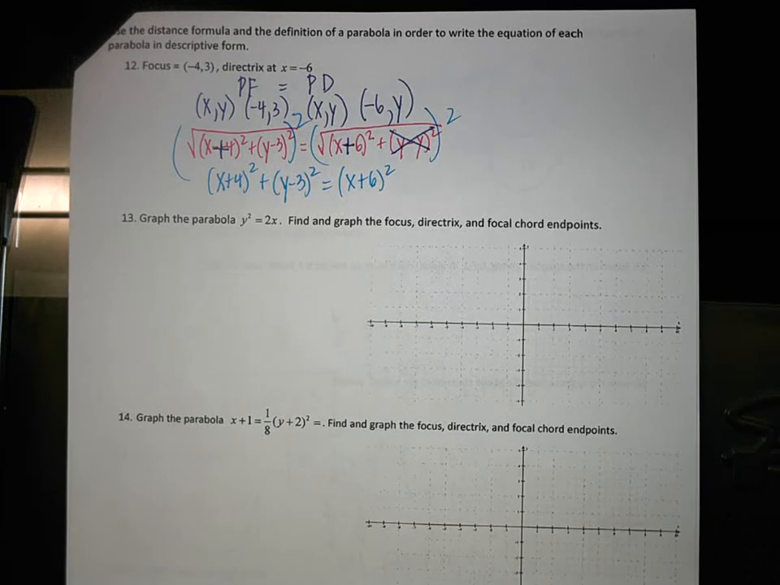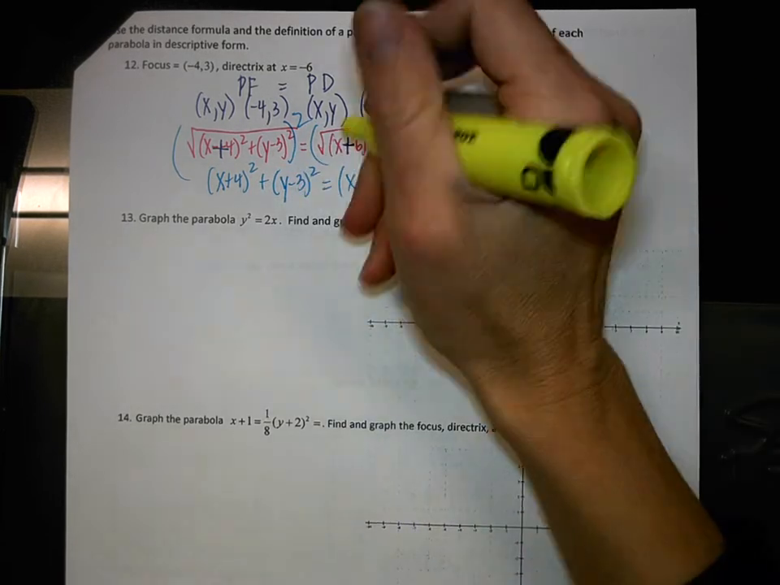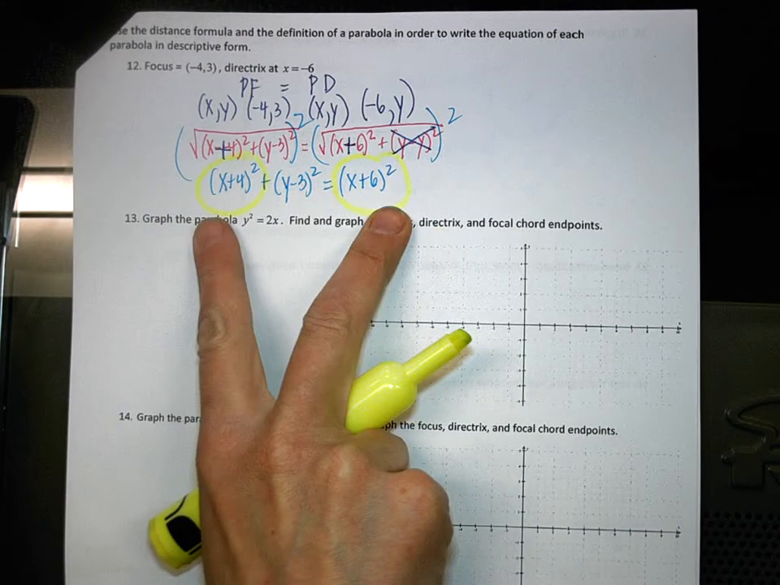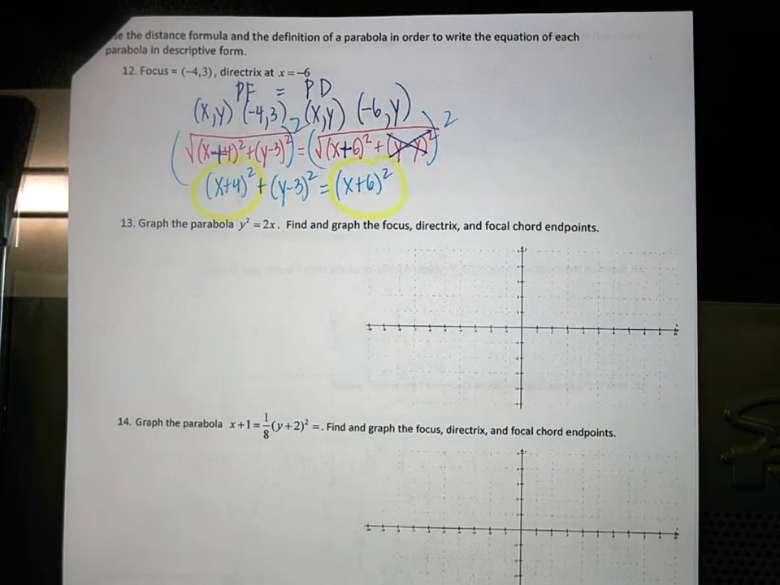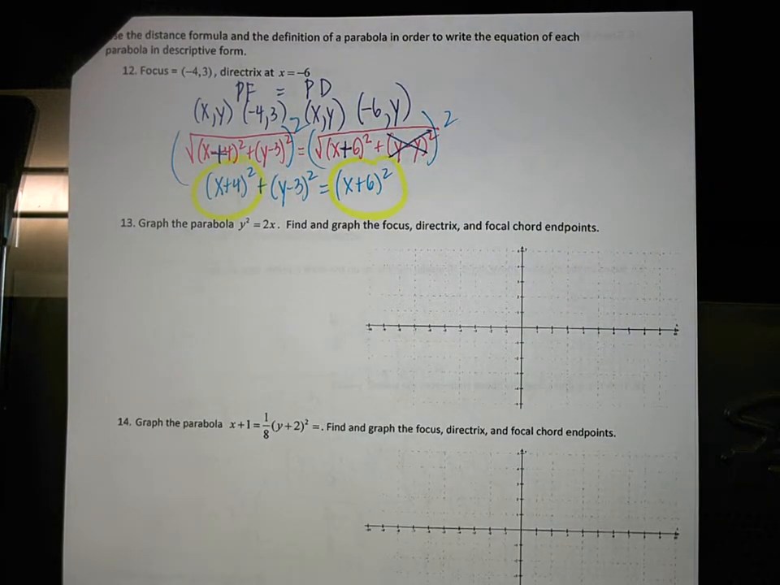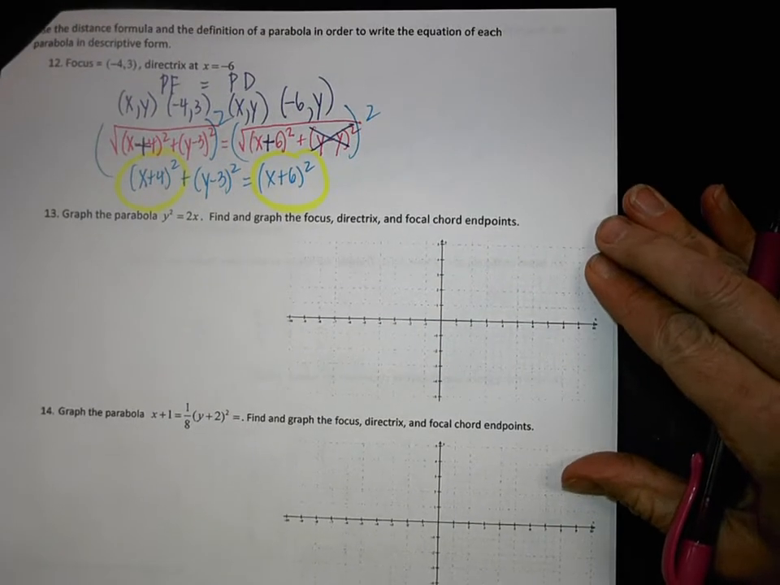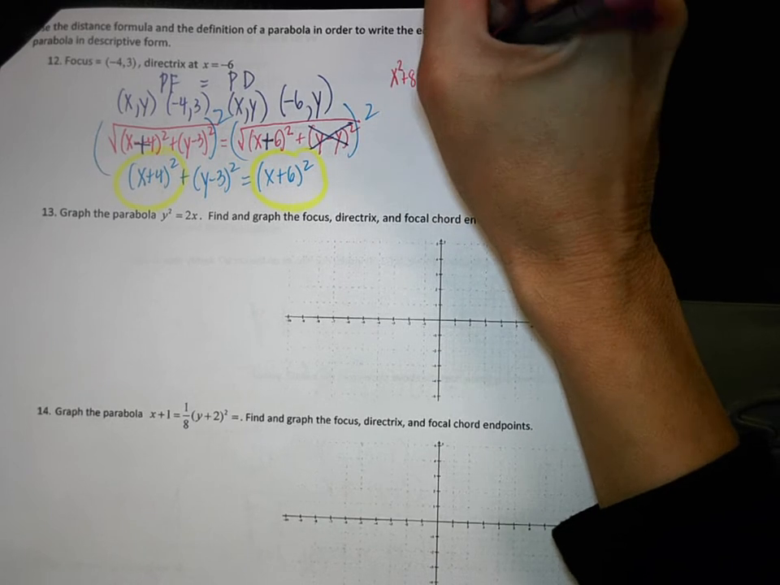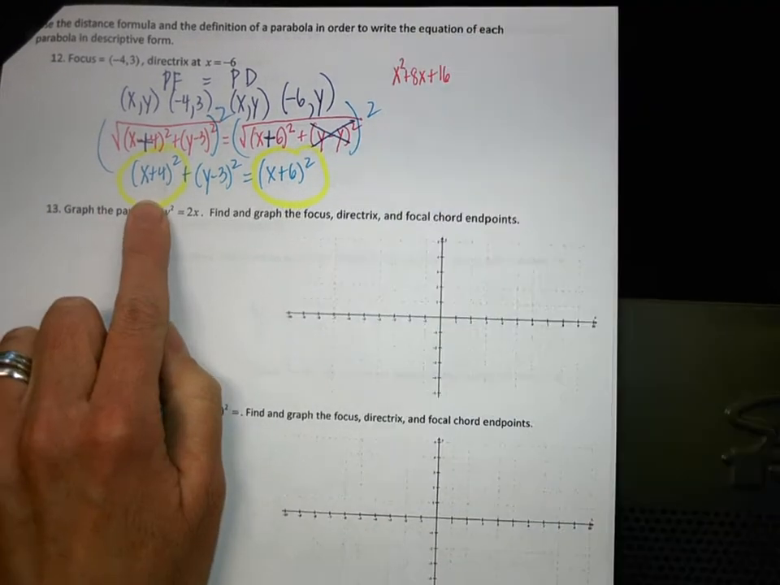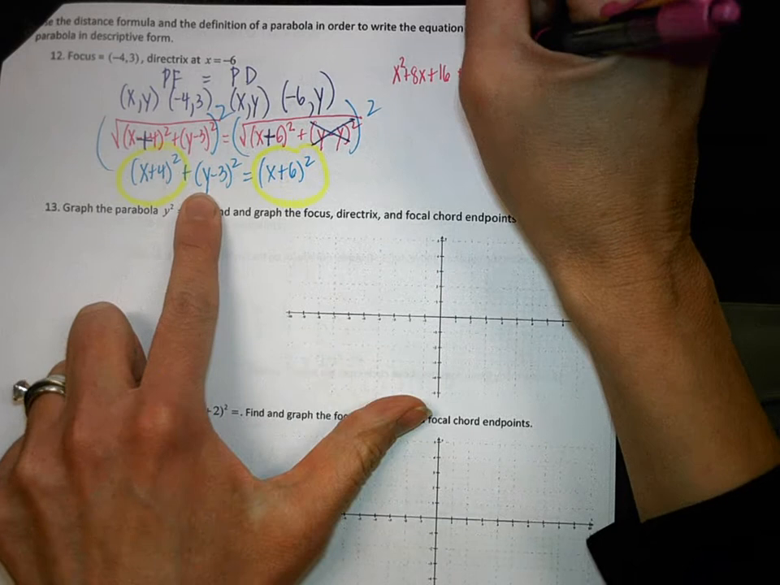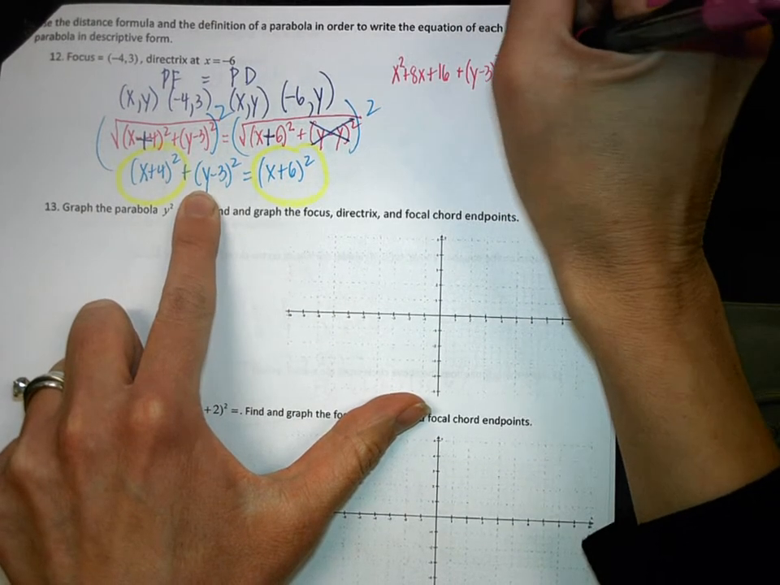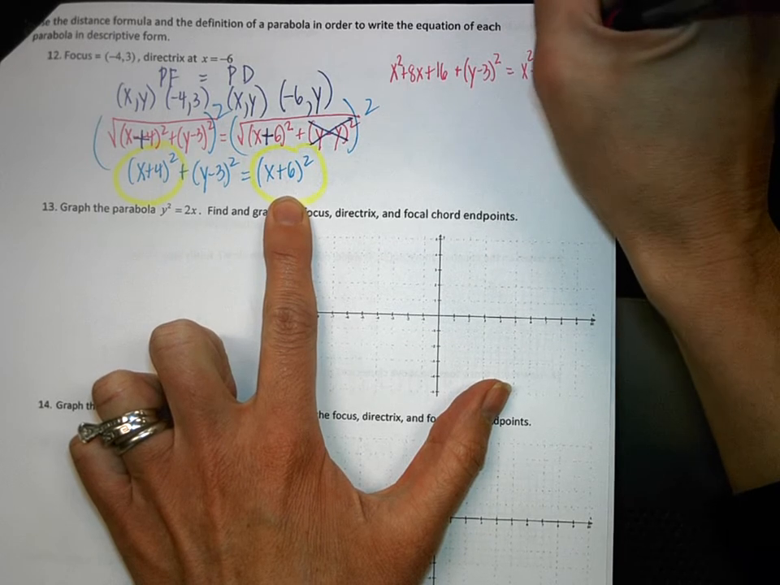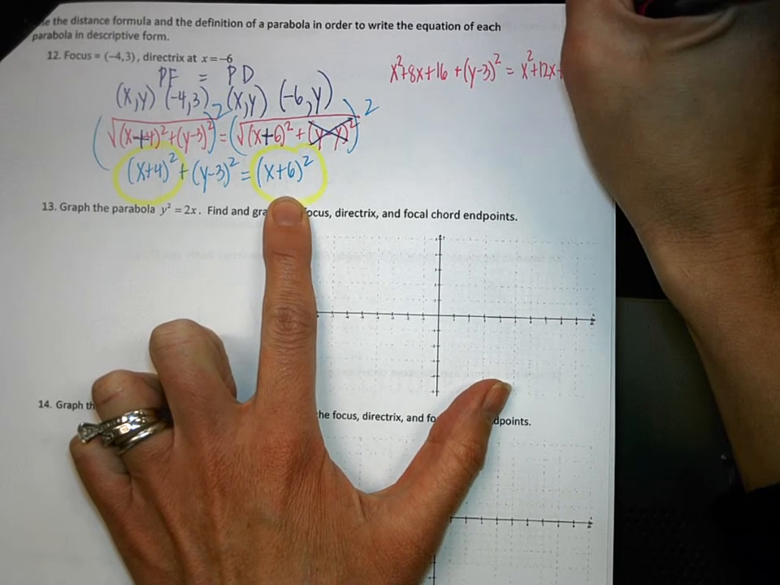I look for my like terms. You can see here that my like terms are my x's. So we're going to leave the y's alone, but I'm going to multiply these out because I want to combine all my like terms together. So we multiply out (x plus 4) squared, and when I do that, I get x squared plus 8x plus 16. That multiplied out there. Then I have still plus my (y minus 3) squared that I'm leaving alone. And then we multiply this out, and I get x squared plus 12x plus 36.